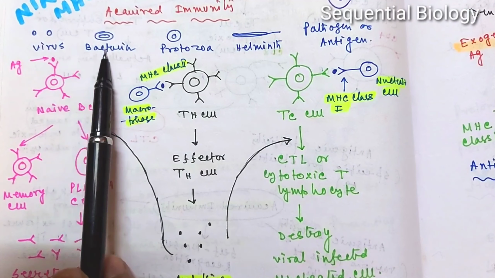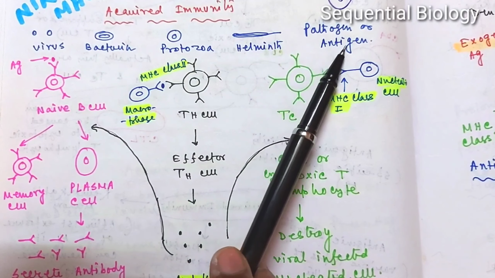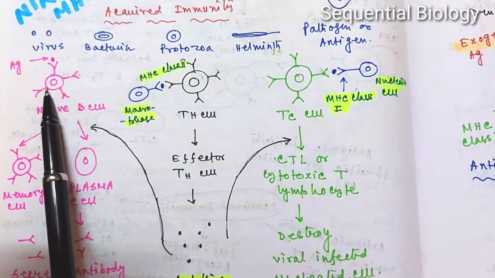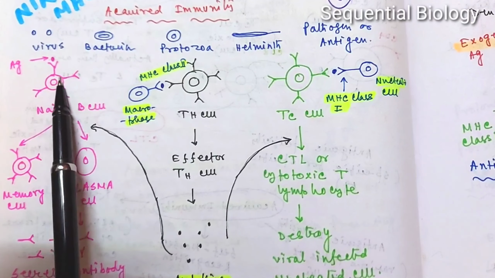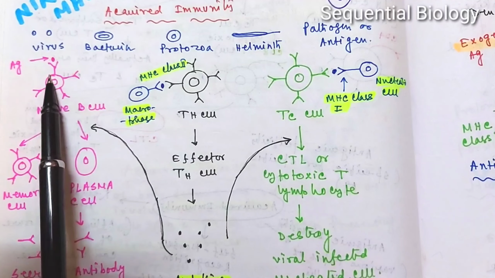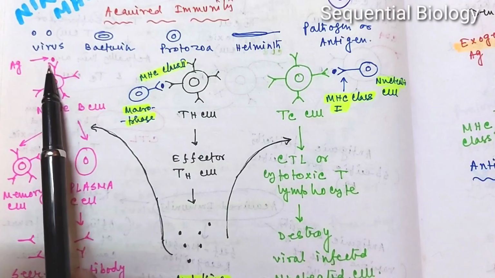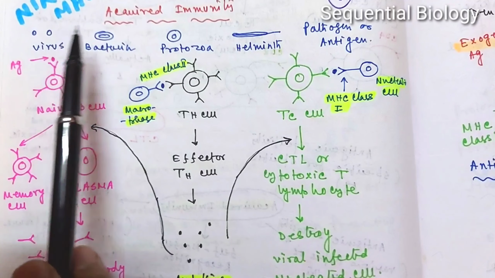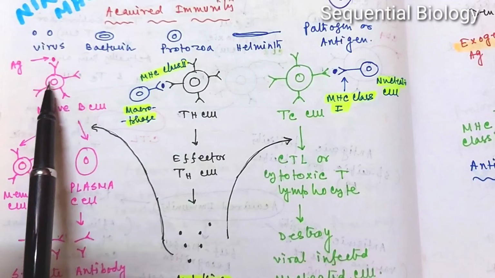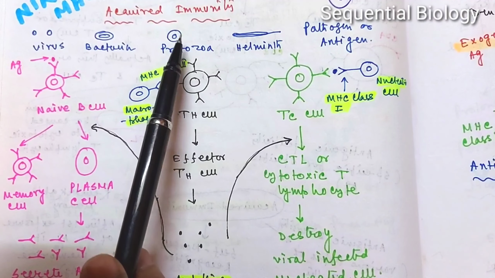Whenever any virus, bacteria, protozoa or helminth enters our body, they are regarded as antigens or foreign proteins. Naive B cells are usually present inside our body. These antigens bind with the naive B cell. This is the B cell receptor, and it is complementary to the antigen. So acquired immunity is actually specific. The naive B cell is specific for a specific type of antigen, right?